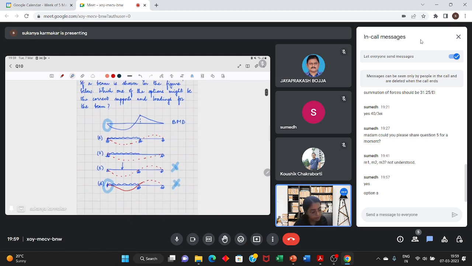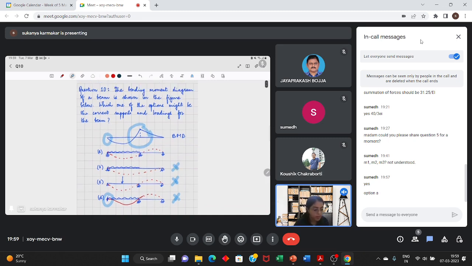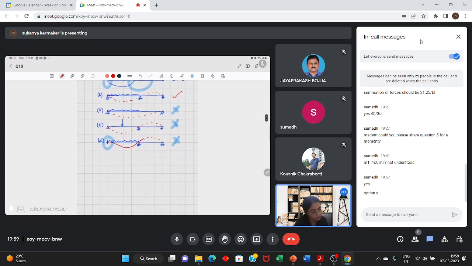Now for B, how will the nature of bending moment change here from here? So even B is not possible, and A. For A, this might be the probable. Even this portion in the curvilinear portion, it can be a quadratic equation. Then this can be the bending moment diagram. So A is the correct option. So this is the correct option.